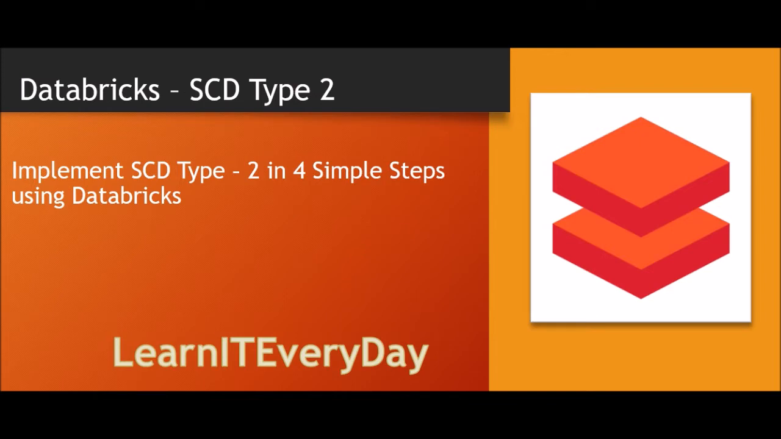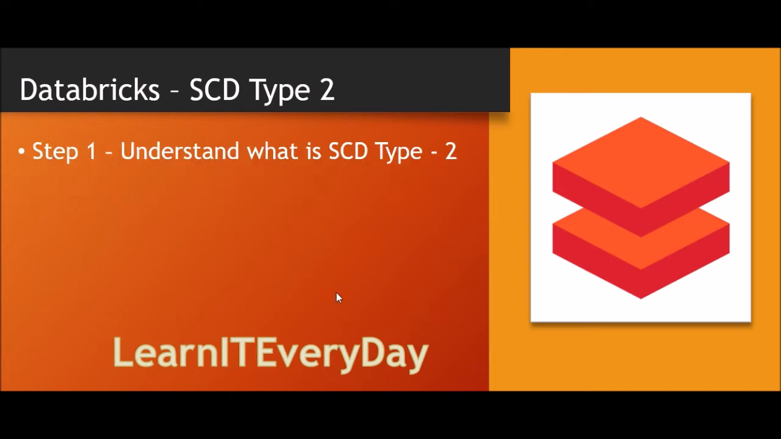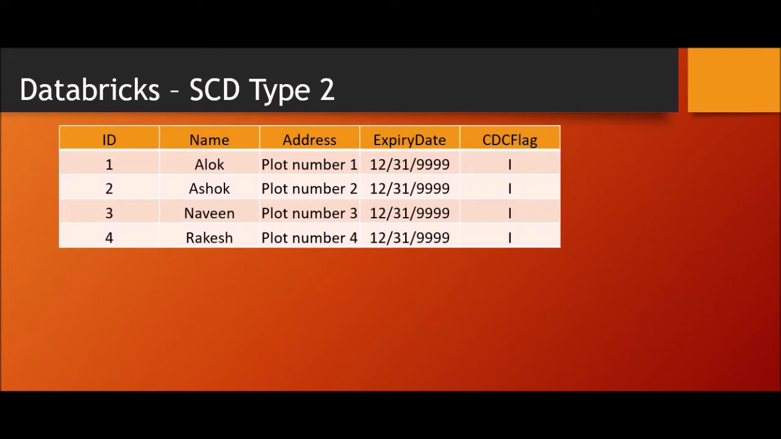So before we go to our demo and the code, let's understand what is slowly changing dimension type 2. First thing is to understand what is SCD type 2 before we can start doing it. So this is a simple table. Suppose it's an employee table which has ID, name and address. The other two columns are used for maintaining your SCD.